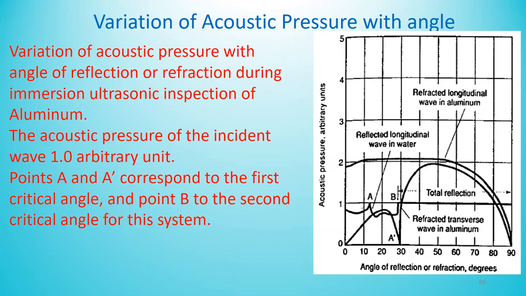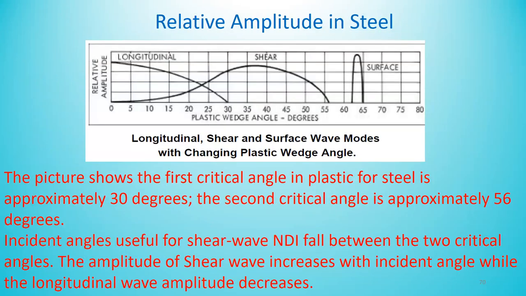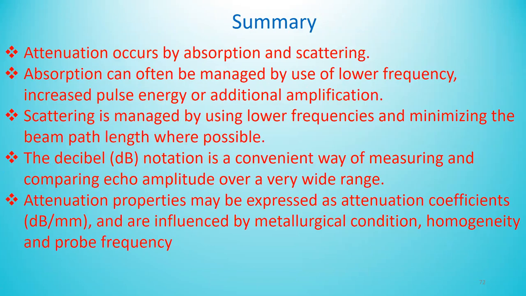Variation of acoustic pressure with angle, reflection and refraction during the immersion ultrasonic inspection of aluminium. Leave it. So attenuation occurs by absorption and scattering. Absorption can often be managed by use of lower frequency. Scattering is managed by using lower frequencies and minimizing the beam path length where possible. The decibel notation is a convenient way of measuring and comparing echo amplitude over a very wide range. Attenuation properties may be expressed as an attenuation coefficient, dB per mm, and are influenced by metallurgical condition, homogeneity, and probe frequency.